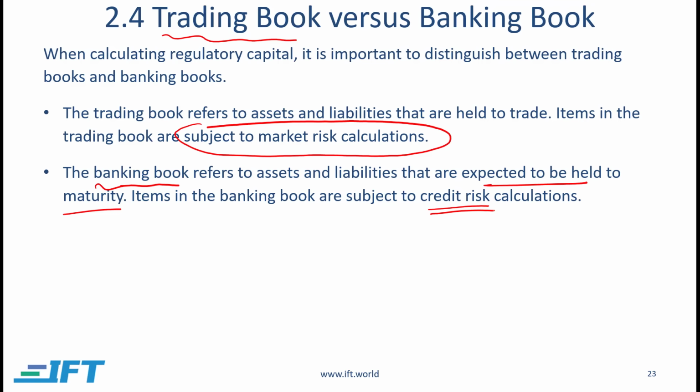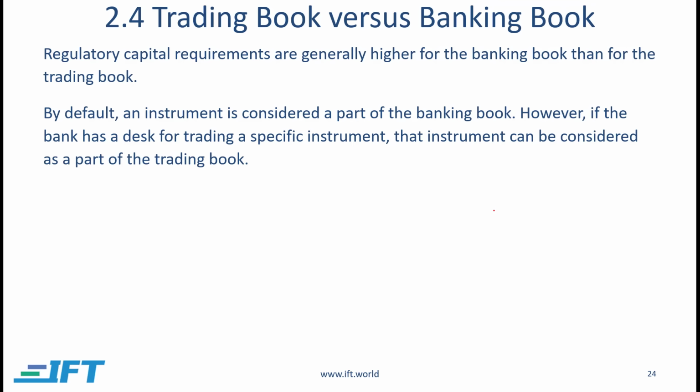But then from a regulatory perspective, the capital requirement will be higher for the banking book since you are not marking them to market, which means since you are not taking the market fluctuations and their impact on your books, you will have to have a higher regulatory capital to offset potential losses in the future. By default, all instruments are considered part of the banking book. However, if you do have a trading desk, then you can classify them as your trading book.